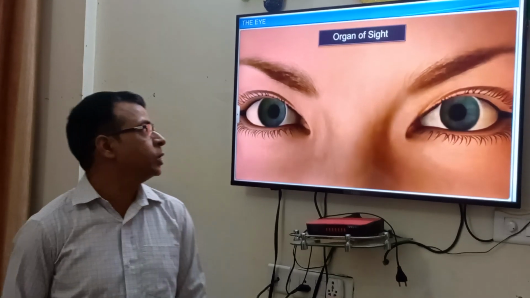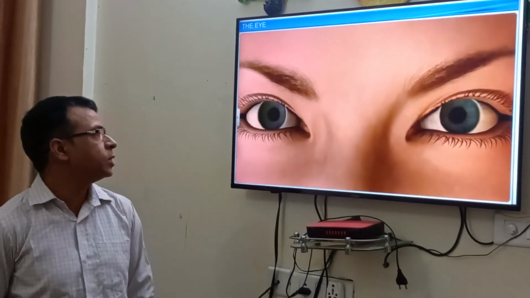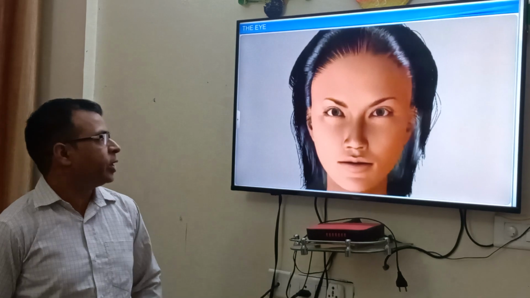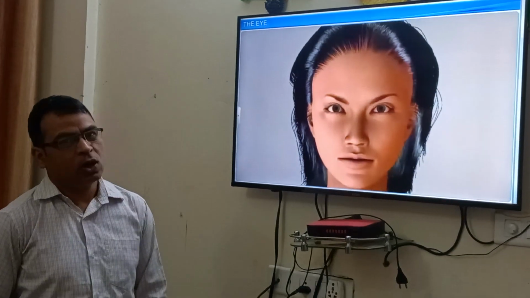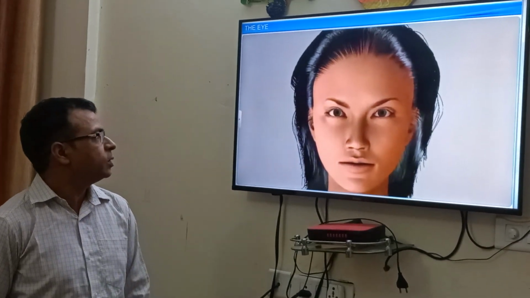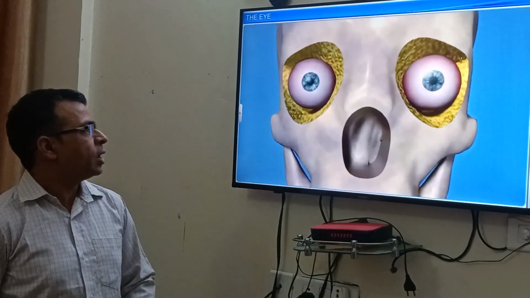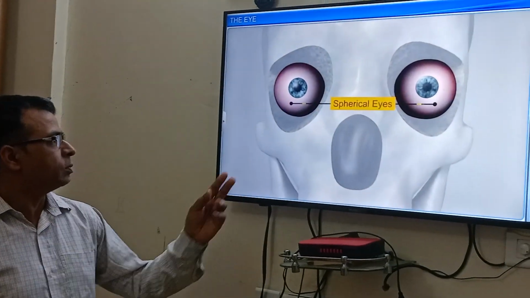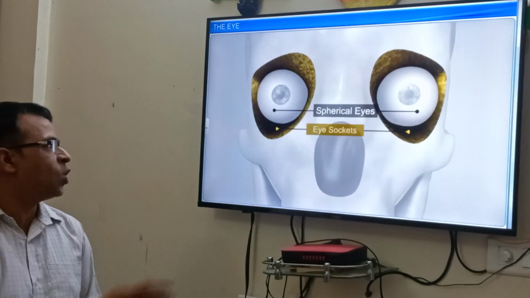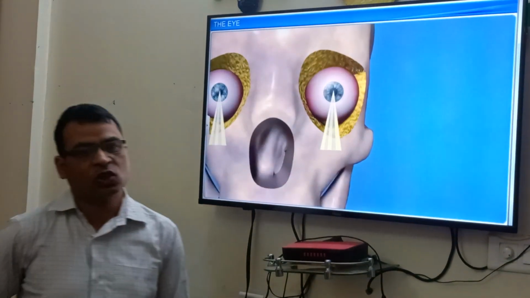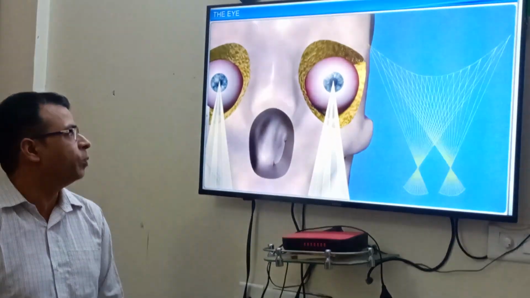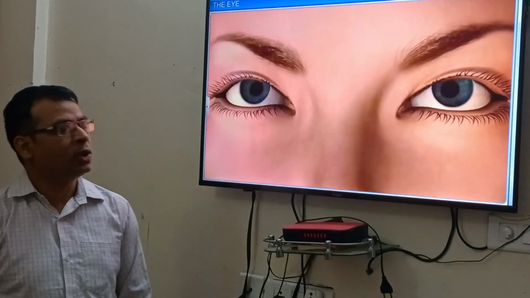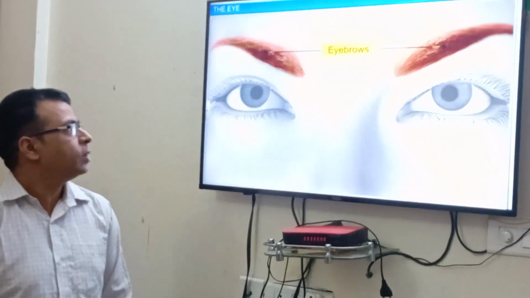Discuss the human eye. This is the human eye. It is called the organ of sight. Our eyes are spherical in structure, and are located in the eye sockets, called the orbits of the skull. We have binocular vision.